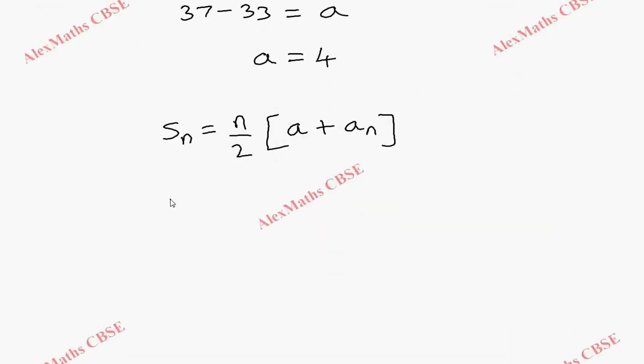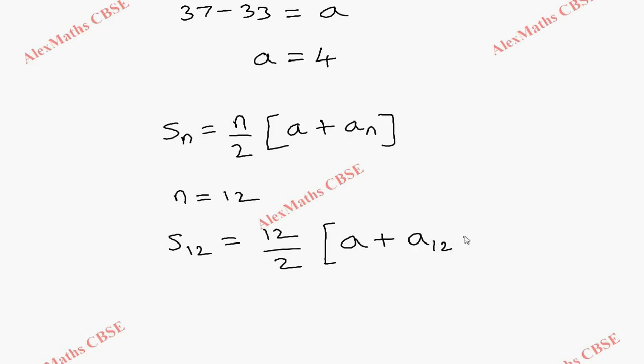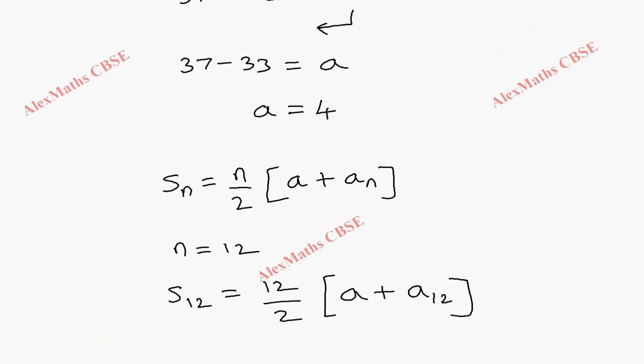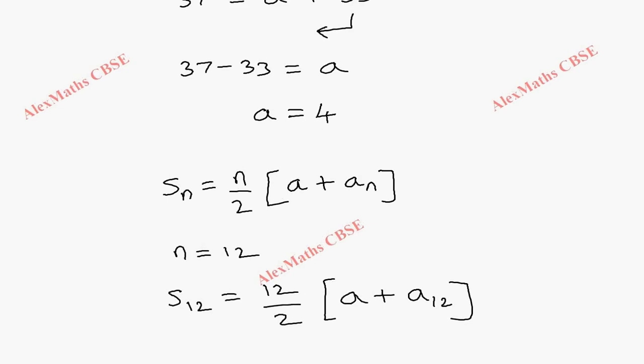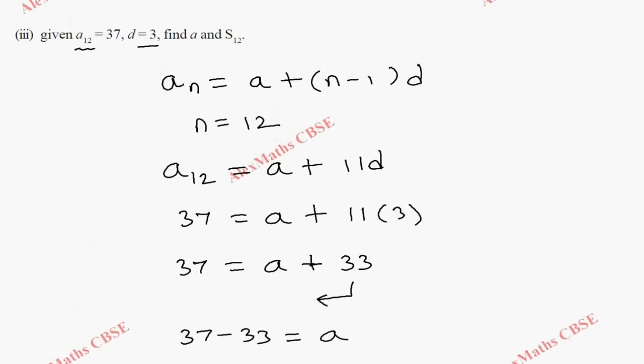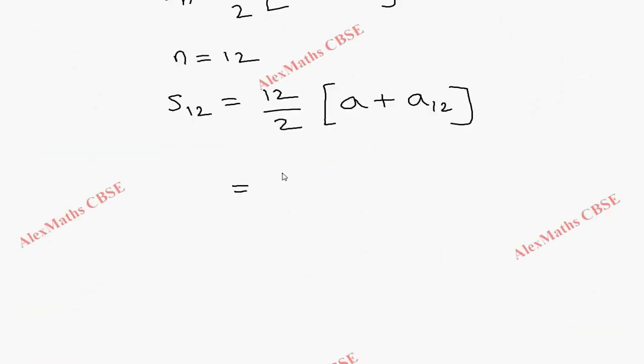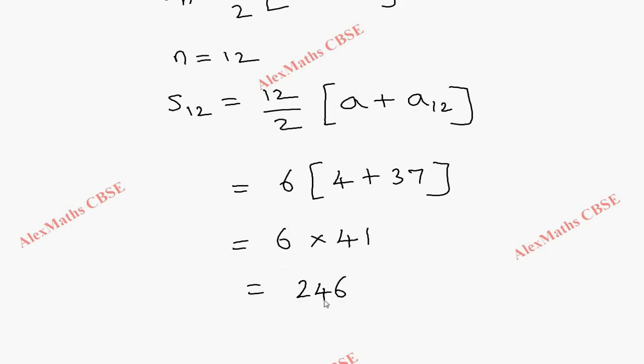So first we substitute n as 12, so this becomes S12 equal to 12 by 2 into A plus a12. Now the value of A we got as 4 in the first part, and a12 is given in the question as 37. So after cancelling, 6 into 4 plus 37. After adding this we get 41. Now we are going to multiply: 6 ones are 6, 6 fours are 24. So the value of S12 is 246.